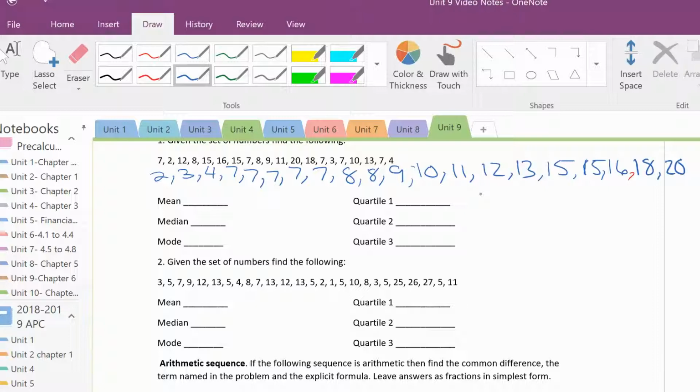To find the mean, that's like finding the average. You add them all up, which is 199, and divide it by 20, and you get 9.95. The median, you take the middle term. Basically, median means middle term.